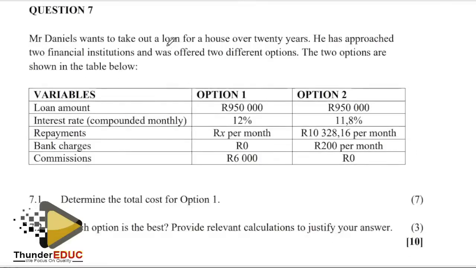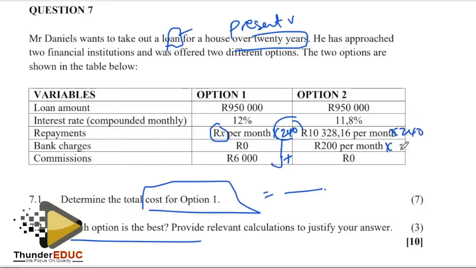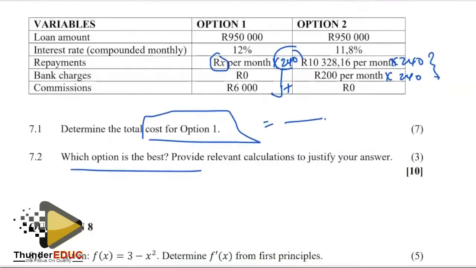Question 7, Mr. Daniel wants to take out a loan. We said loans form what we call the present value. They gave us the period, which is 20 years, and they want the total cost of option 1. So for you to get the total cost, what is missing is the monthly payment, which is x. So get the monthly payment, multiply it by the number of months, which is 240, and then you add the commissions. That will give you the total payment. Which option is the best? If you get this and that, the total that you have in 7.1, you can also multiply this 10,000 times 240, multiply the 200 by 240, get the total, and then compare the loan amounts. And then you draw your conclusion.